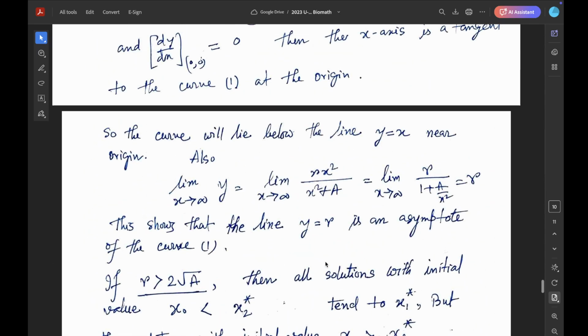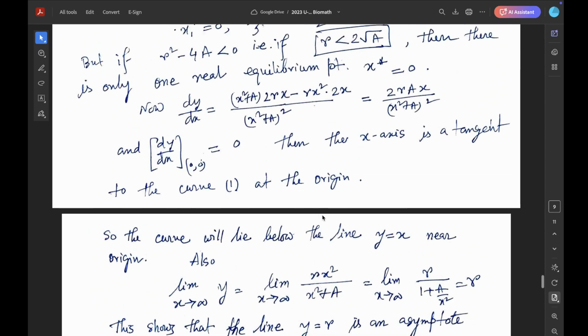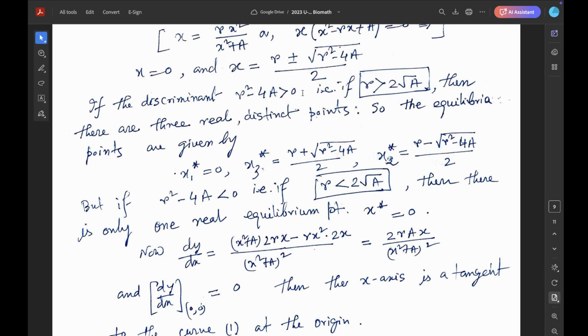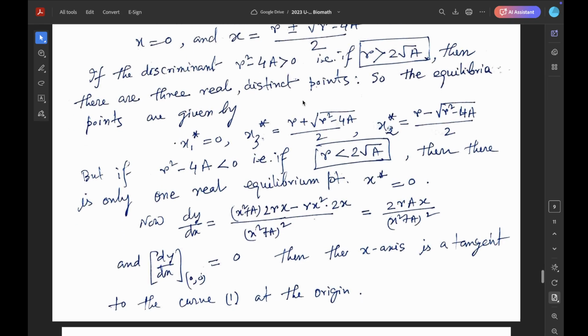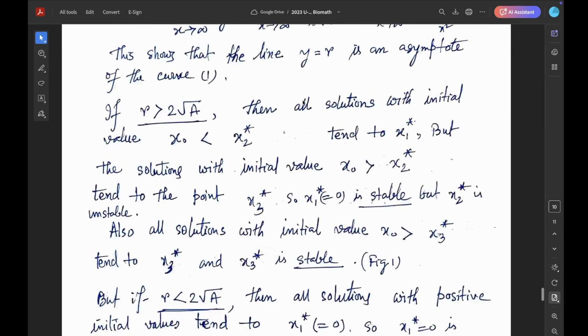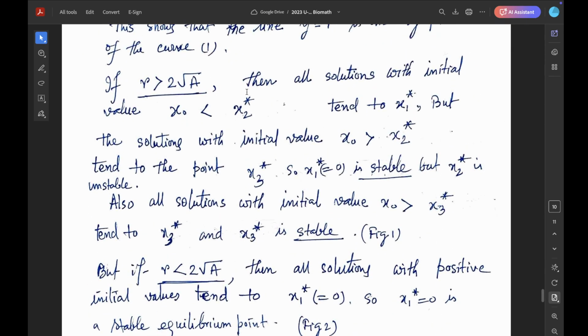So x1* equals 0, x2* equals (r minus the square root of (r² minus 4a)) divided by 2, and x3* equals (r plus the square root of (r² minus 4a)) divided by 2, when r² minus 4a is greater than 0. So we get three distinct steady states.